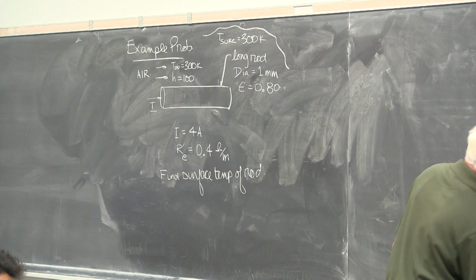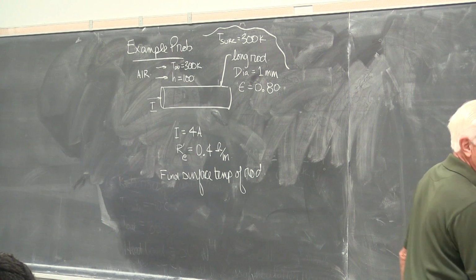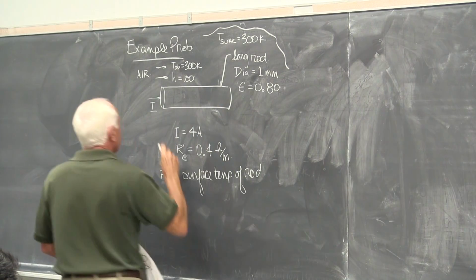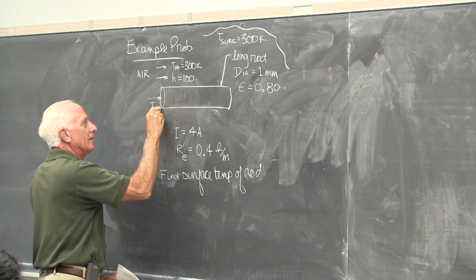All right, but this is called a combo type problem. We have two modes of heat transfer, and we need to do an energy balance. So I'm going to call, of course, my control volume the rod. That makes sense. So here's my control volume.